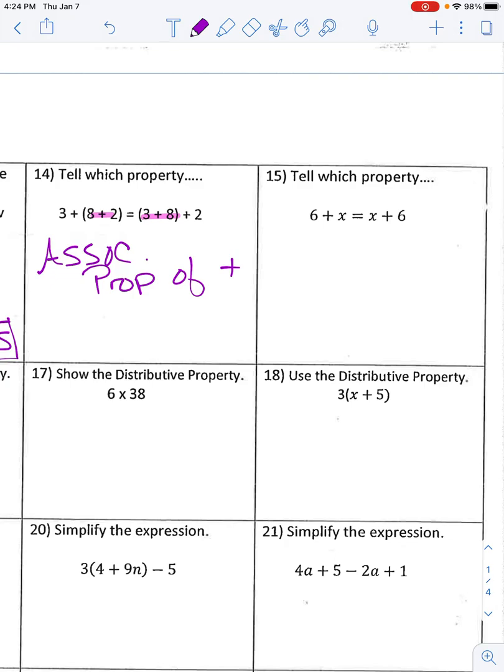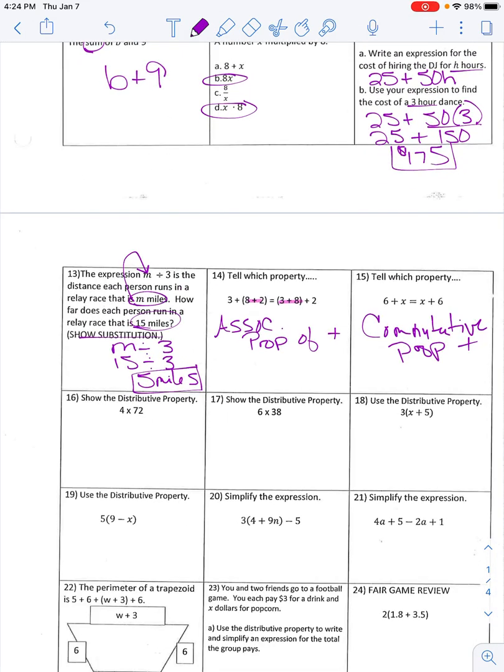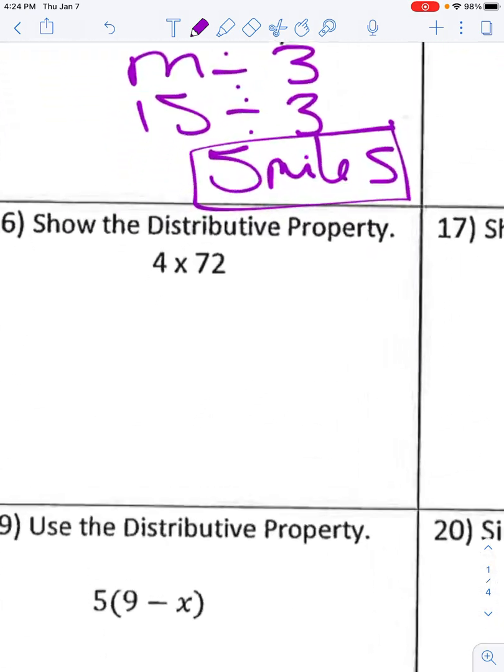Tell which property: 6 plus x is the same as x plus 6. They flip-flop spots. They moved. They commuted. That's the commutative property of addition.